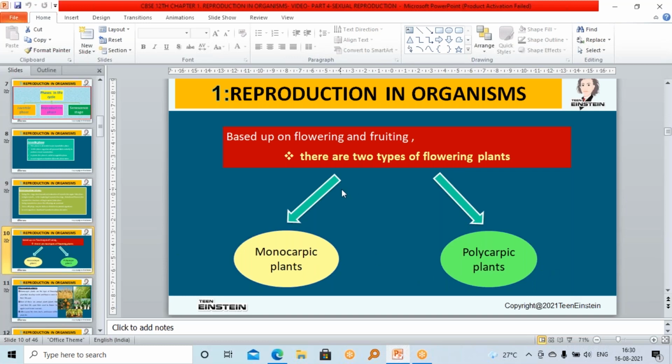Monocarpic and polycarpic plants. These are the terms which we need to explain the whole process. That's why in between I'm adding all these points. Note down these points. Based upon flowering and fruiting, there are two types of flowering plants: monocarpic plants and polycarpic plants. Both are flowering plants.